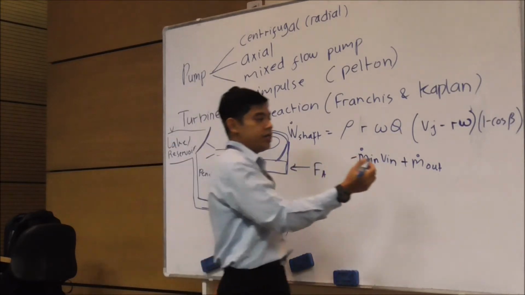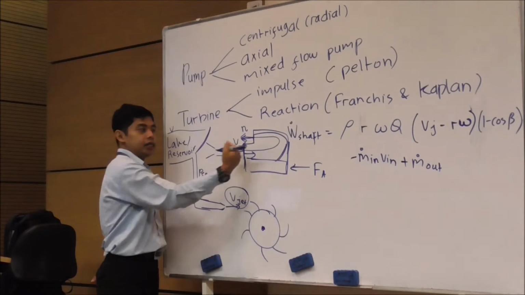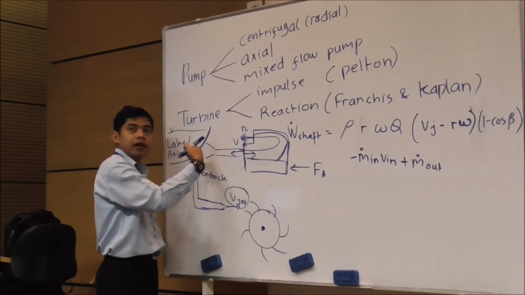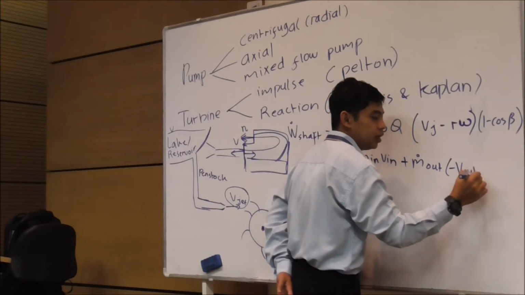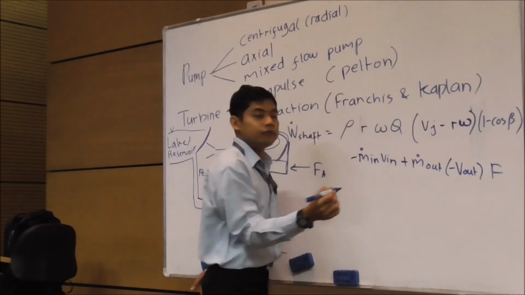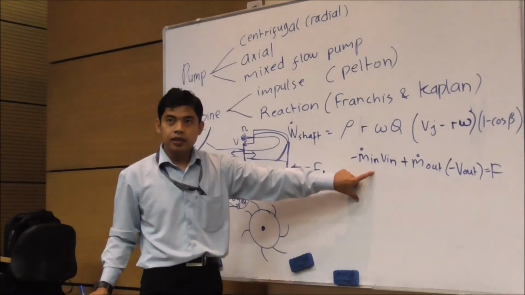So you get that one is positive. But then this velocity is pointing to the negative x direction. So this one becomes minus V out is equal to F. So this is the maximum force you can get.